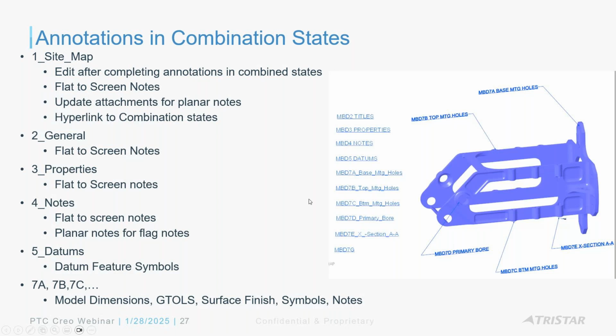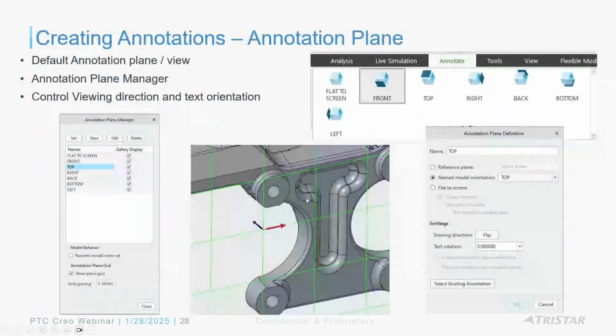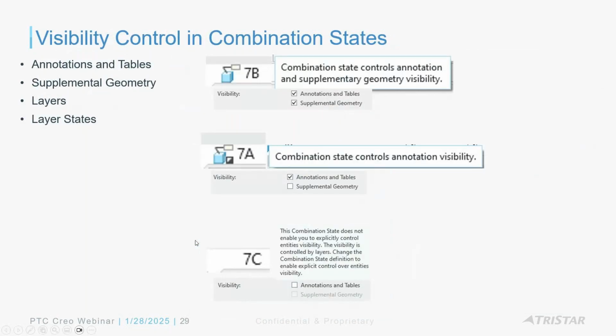And then add additional notes as required, right? The annotation plane becomes important, where you get to control the viewing direction as well as the text orientation direction. You can create new ones there. And also, how are you going to control the visibility? That's very important. Do you want to control visibility inside of the combination states by hiding, removing them, enabling them, or disabling them from the combination state?